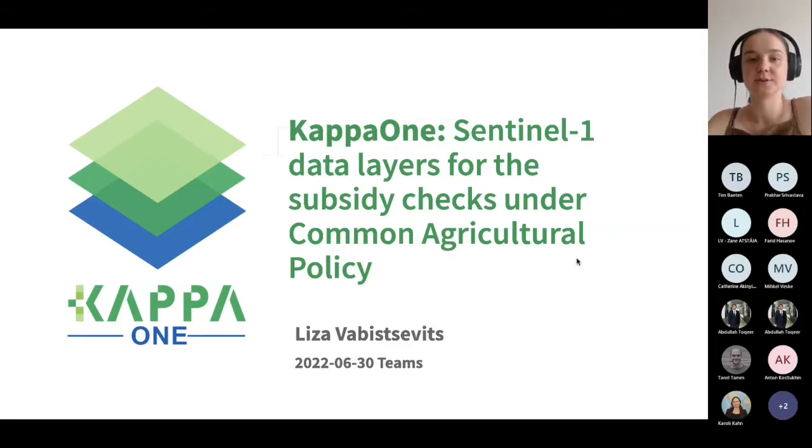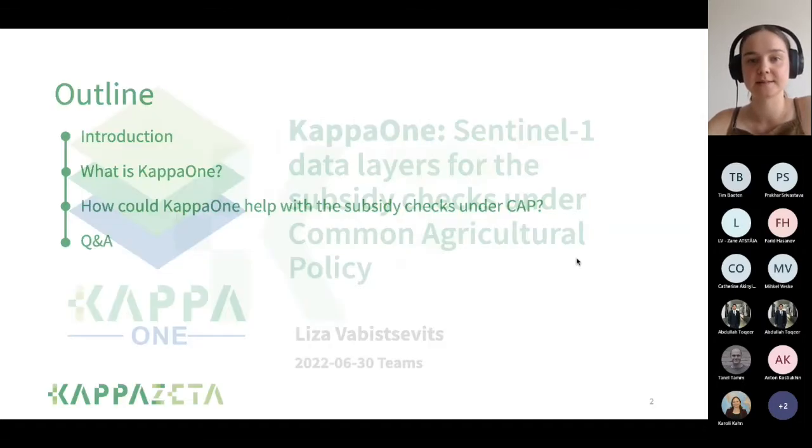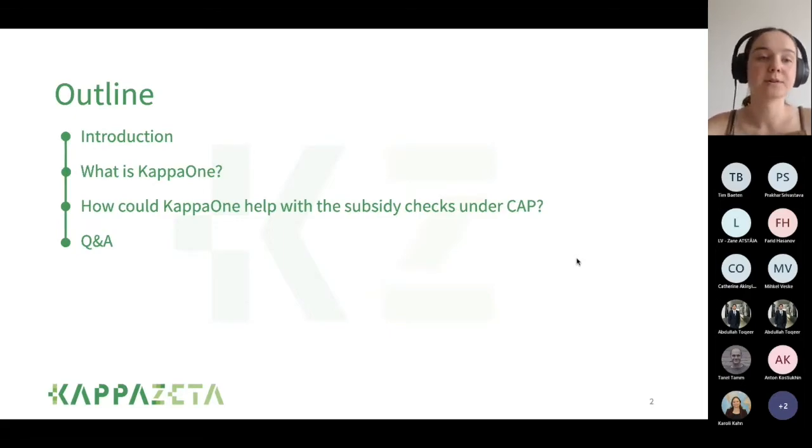I'm going to introduce you to the topic in the following hour, and then we will have a questions and answer round. I will, of course, start with a little introduction to the topic, talk about the Sentinel-1 and SAR data, and then I will try to explain what exactly KappaOne is. The main part of the webinar is, of course, getting through some real-life examples of how KappaOne could be helpful with the subsidy checks under the Common Agriculture Policy.